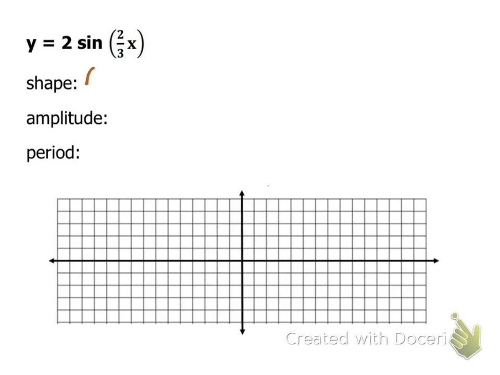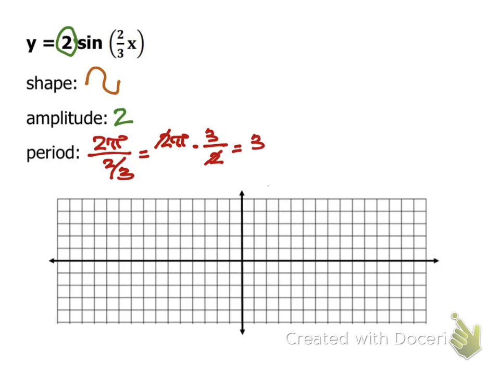The shape for sine is maximum to minimum, right? The amplitude in this problem is the 2. For the period, we would be looking at 2 pi divided by 2/3, which is 2 pi times 3/2. So 3 pi. Now we need to look at what we might want our scale to be. It looks like we can do 4 boxes as pi. So then 8 boxes would be 2 pi, and 12 boxes would be 3 pi.